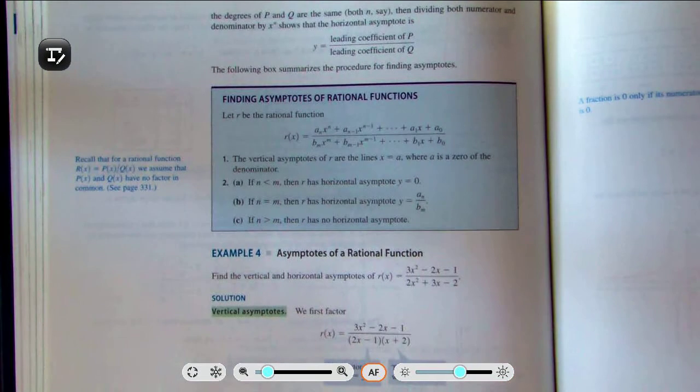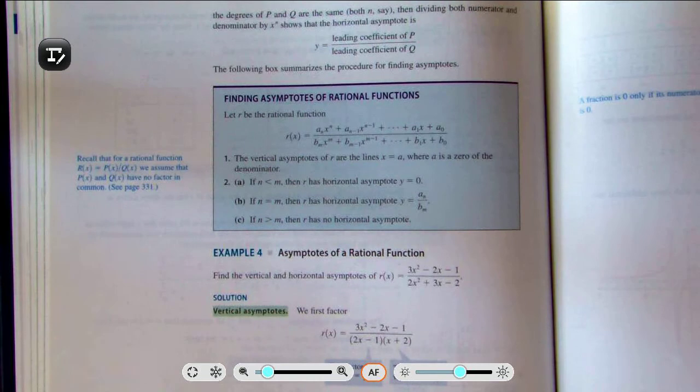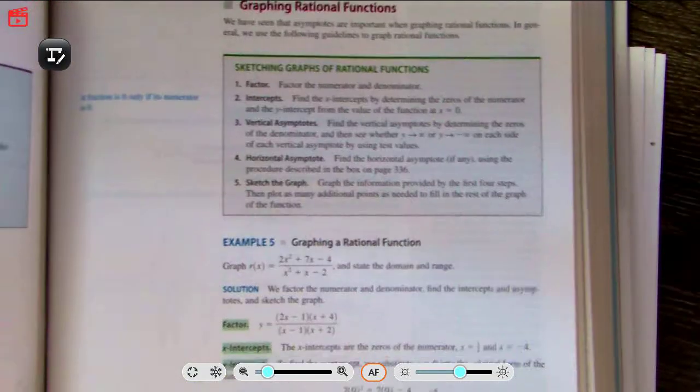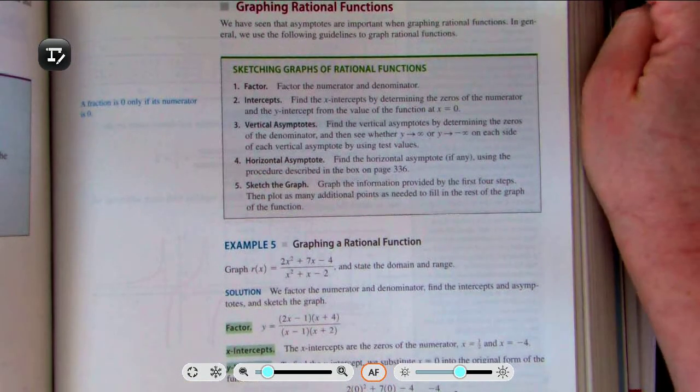So to graph these polynomials, we have some steps that we're going to go through. And our steps are going to be as follows. And again, in a different video, I will go through some examples.